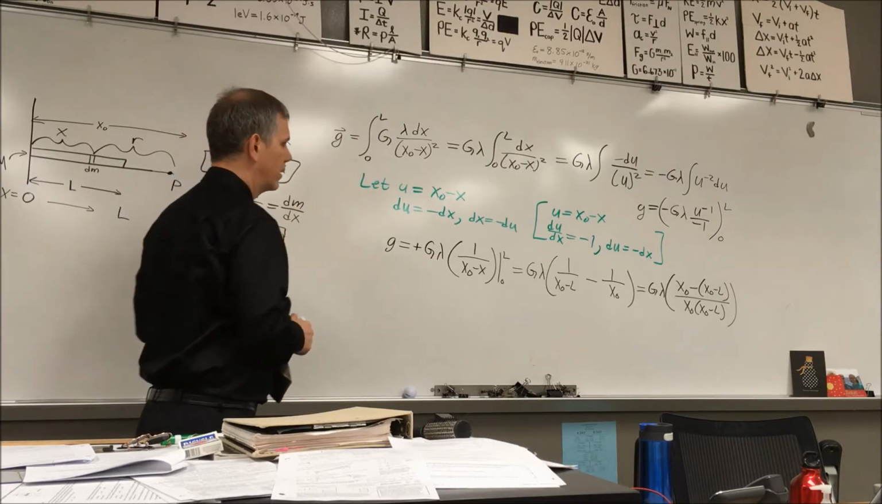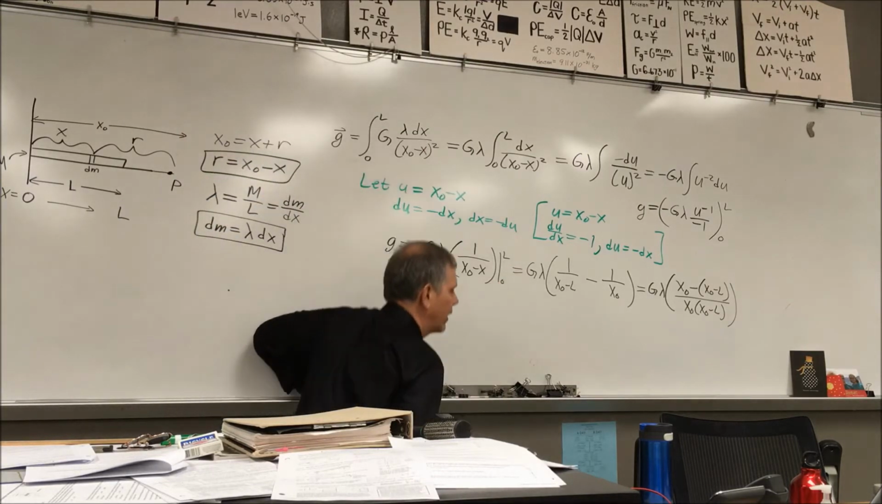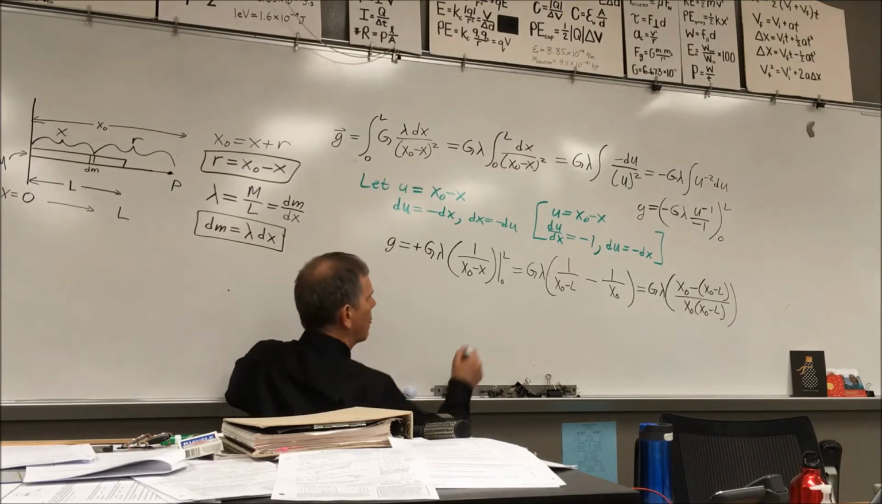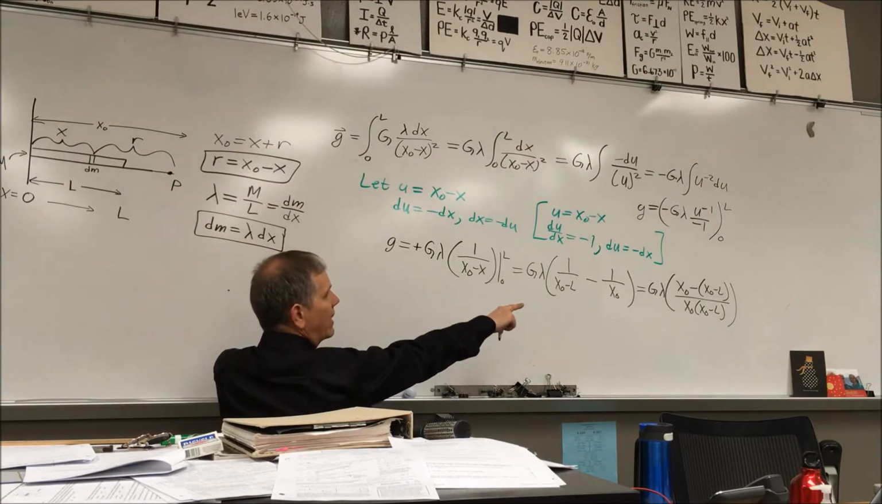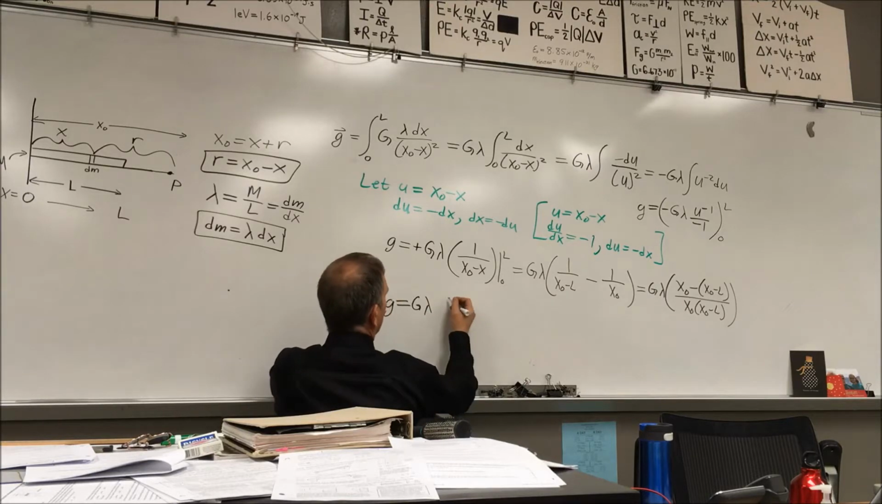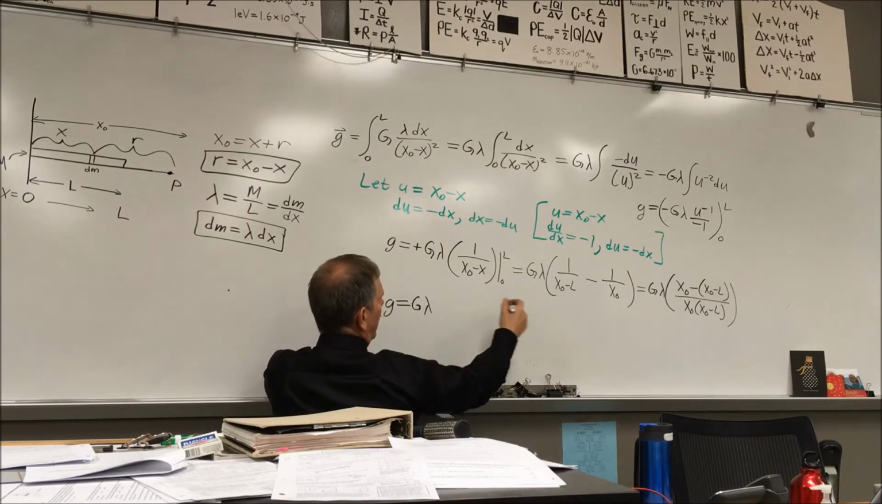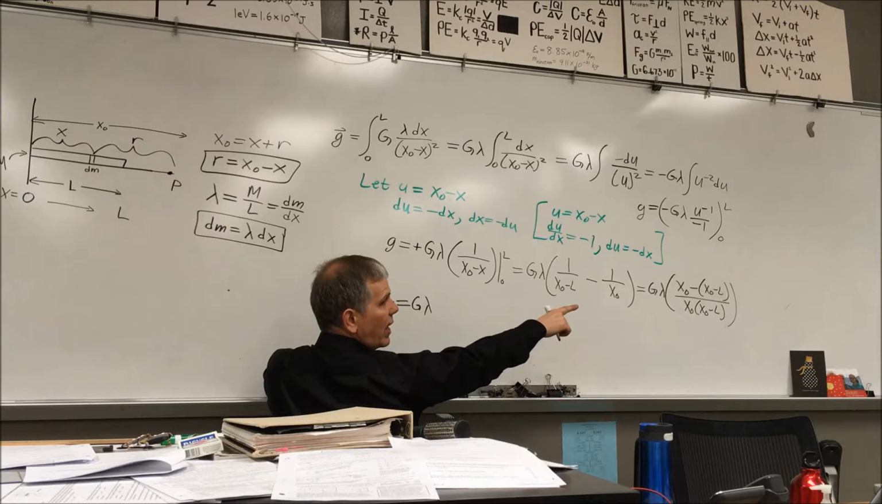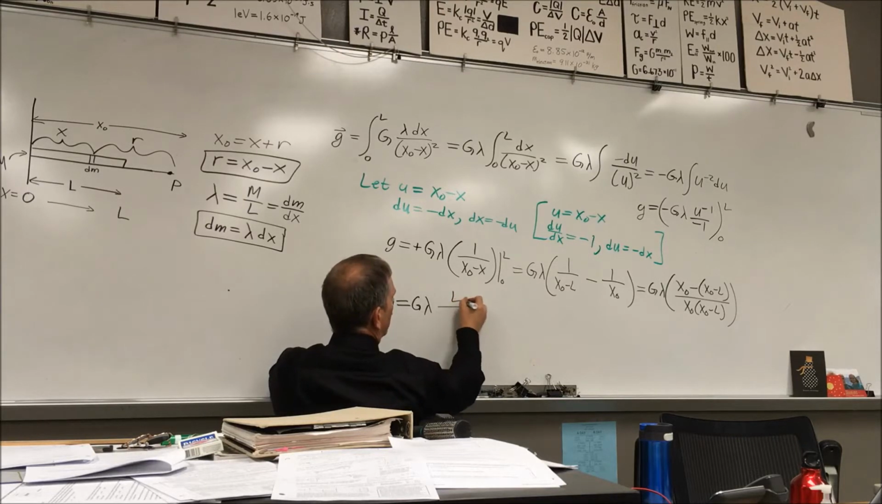Okay, so now let's take that. Can you still see me down here? Okay, so notice we have x naught minus x naught. Do we see that? X naught minus x naught. So that gives me g equals g lambda. The x naughts cancel, and I just get, oh, and a negative of a negative L is a positive L. And on the bottom, we get x naught minus L.